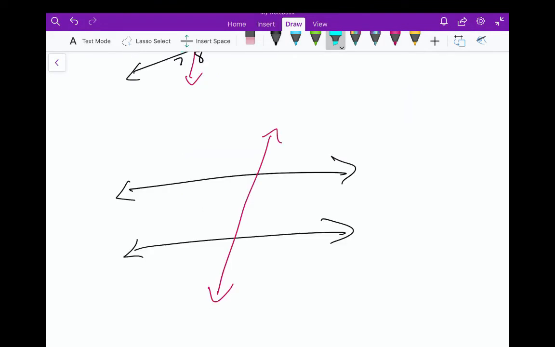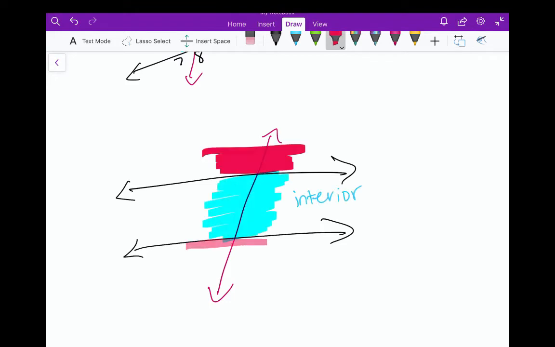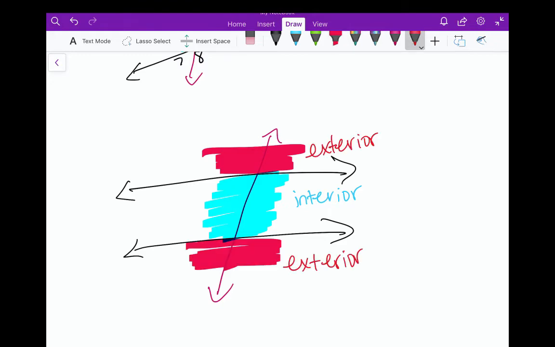Here I have two lines that are coplanar, and I have a transversal. Let's talk about what interior is. This is the interior. This is the exterior. The interior is between the two lines that are coplanar. The exterior is the space outside those two lines. And when we talk about alternate, we're referring to the transversal. So if they're alternate, then they're on opposite sides of the transversal.